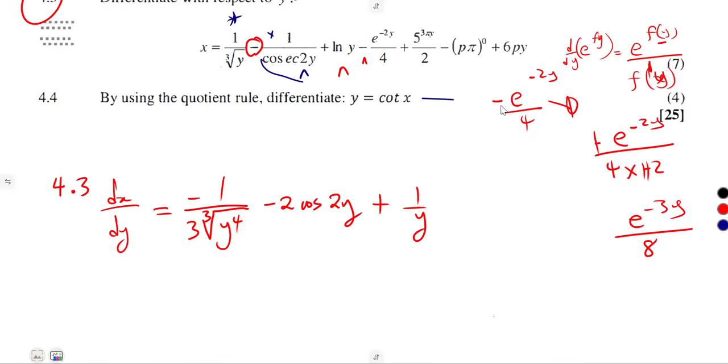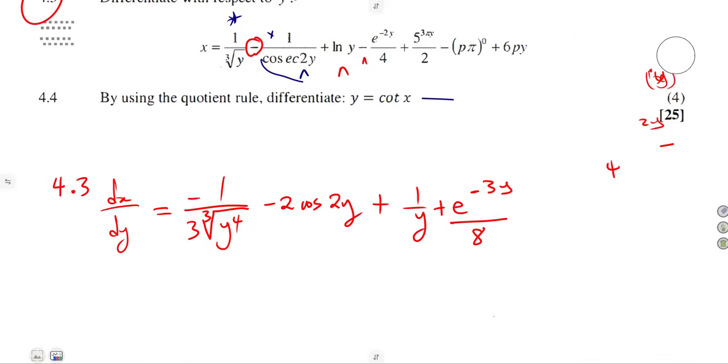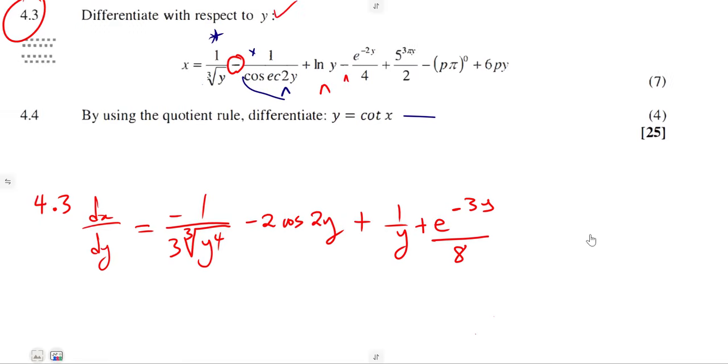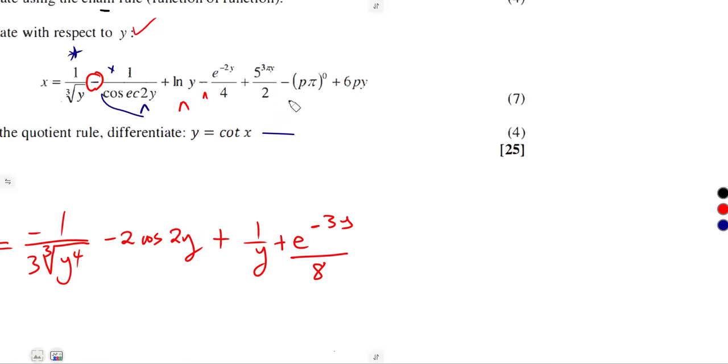So that's it. It was a negative. Remember, the negative cancelled, so it's now a positive here. E to the exponent of minus 3y over what? Over 8. So that's it. You just have to check each and every part, like rewrite, then differentiate.